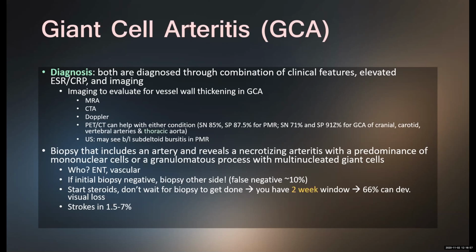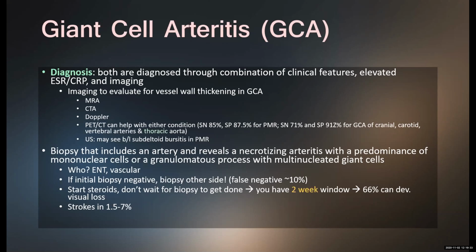The second bullet's important, clinically as well as for testing purposes. If that initial biopsy is negative, but your suspicion is still high, you shouldn't just stop. It's kind of like thoracenteses: you increase your sensitivity with each subsequent diagnostic tap. But instead of biopsying the same side, you're going to biopsy the opposite side, because there's a false negative rate of up to 10% with just that initial biopsy. Again, don't withhold steroids just because you're waiting for a biopsy, because you have that 2-week window.